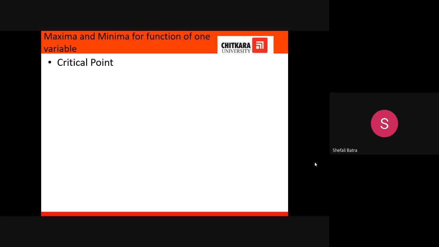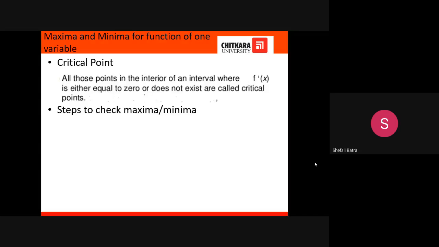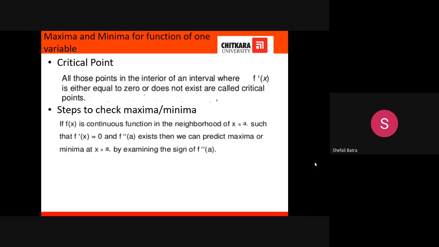Function is maxima or minima. All those points in the interior of an interval where f dash x is either equal to 0 or does not exist are called critical points, right? And how to check maxima and minima?